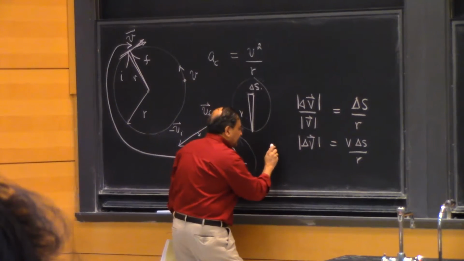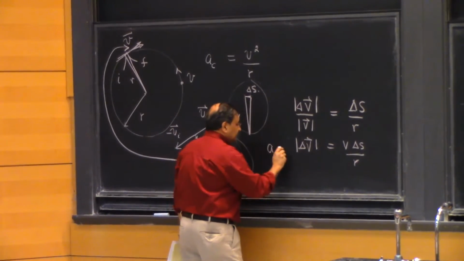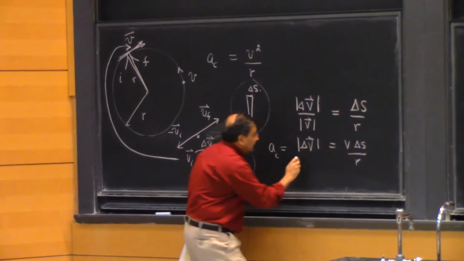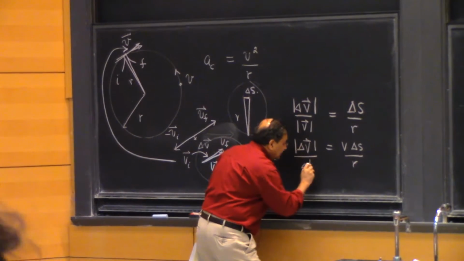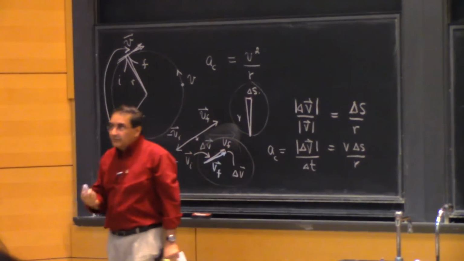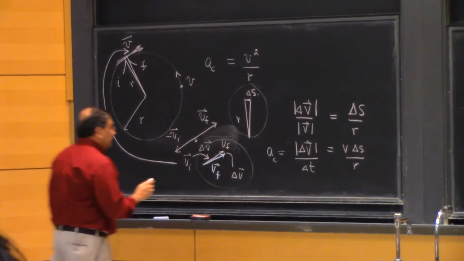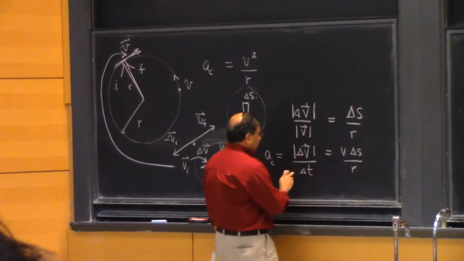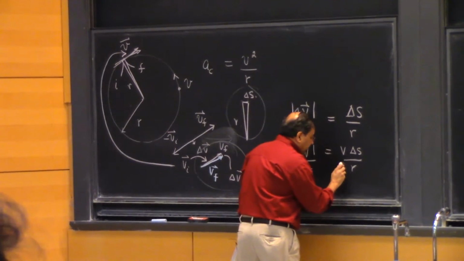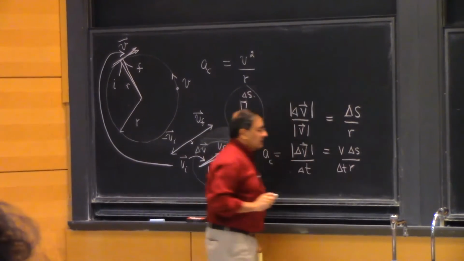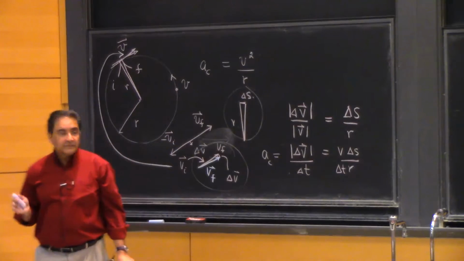But I can also write centripetal acceleration as delta V over delta T. By definition, acceleration is the time rate at which velocity changes. So therefore, a_c would be delta V over delta T. In other words, if I put a delta T here, I better put a delta T here as well to make the equations work.